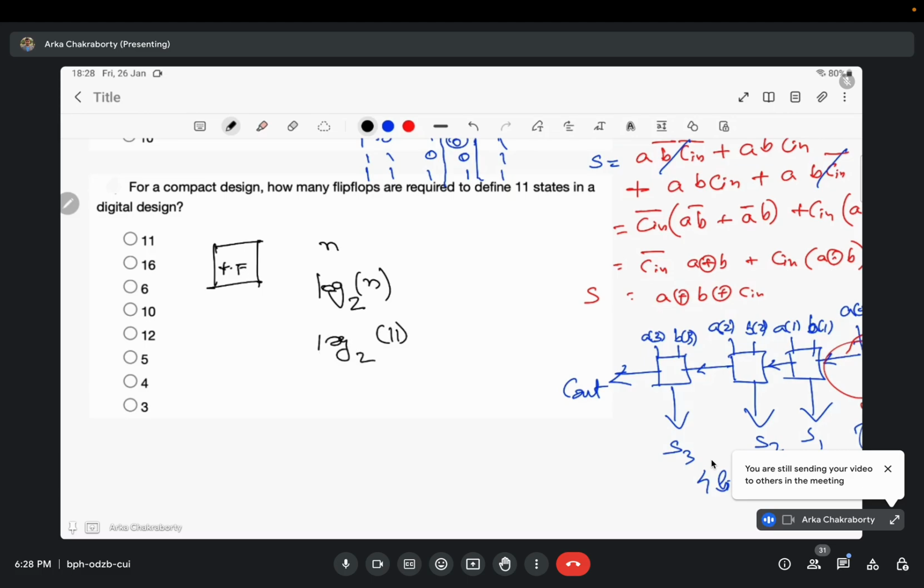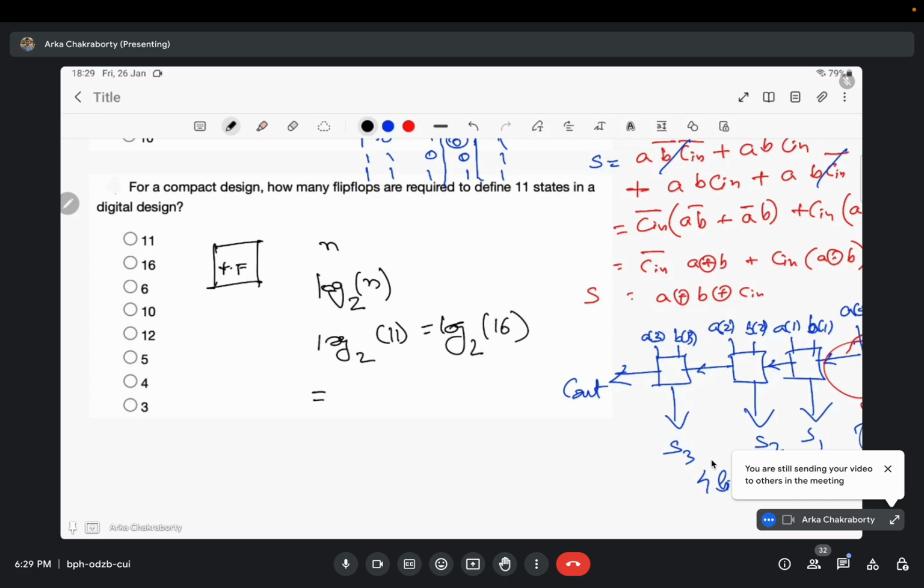But as you know, we cannot use flip-flops in fraction, right? We have to use whole flip-flops, 1, 2, 3 or 4. We cannot use 3.5 flip-flops. So here it will be the nearest number, as 3 flip-flops give me 8 states. For representing 8 states, I need 3 flip-flops. So at least to represent 11 states, I have to consider the case of 16 states. So it will be log base 2 of 16.